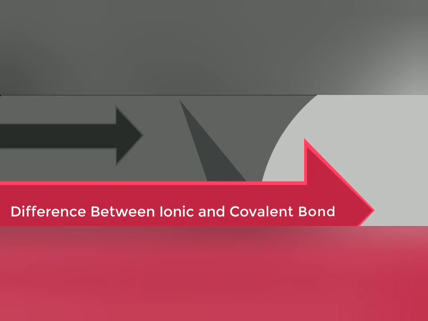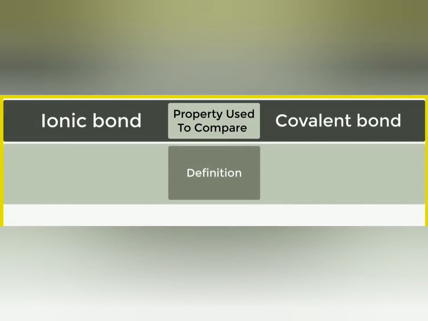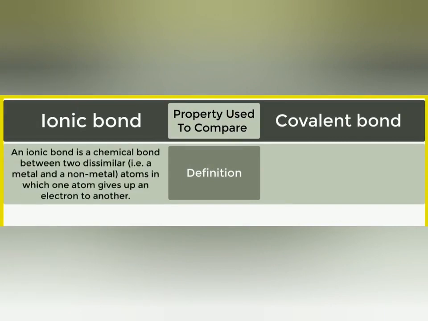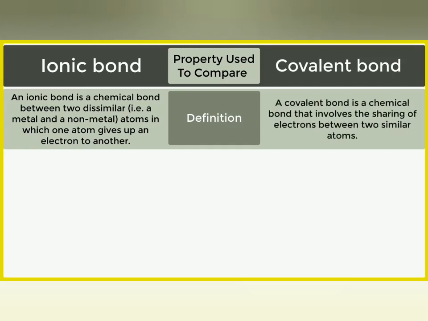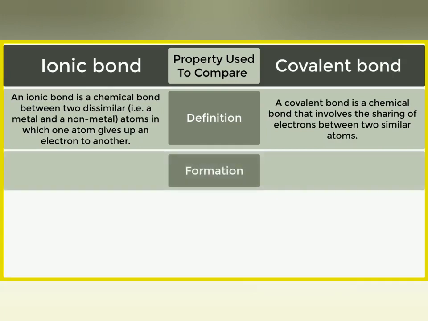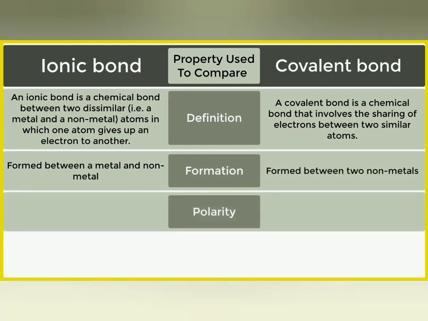Difference between ionic and covalent bond. Definition. An ionic bond is a chemical bond between two dissimilar atoms, that is a metal and a non-metal, in which one atom gives up an electron to another. A covalent bond is a chemical bond that involves the sharing of electrons between two similar atoms. Formation. An ionic bond is formed between a metal and a non-metal. A covalent bond is formed between two nonmetals.